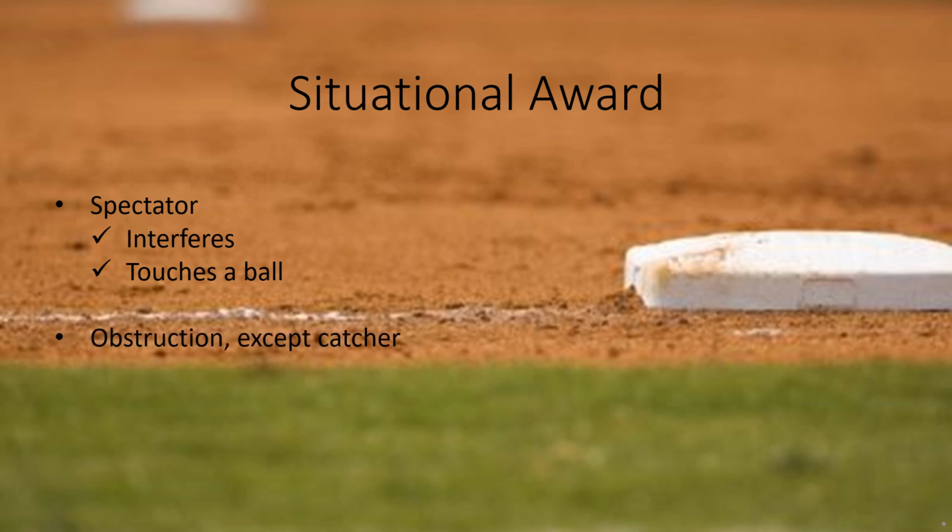In addition, there is an obstruction where the umpire will award the number of bases they believe the base runner would have gotten had she not been obstructed. This does not apply to catcher's obstruction, and we'll talk about catcher's obstruction in more detail in a few slides. And one thing to note, obstruction is the number of bases the umpire believes the player would have gotten. I personally have awarded a home run on an obstruction at first base.